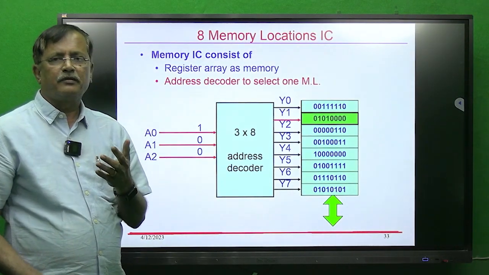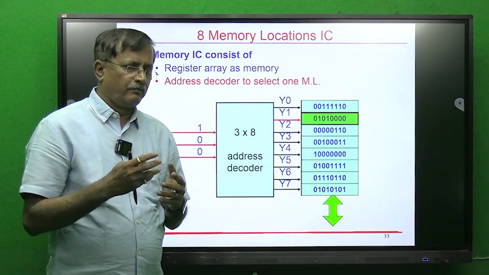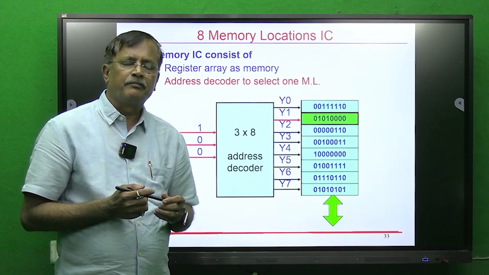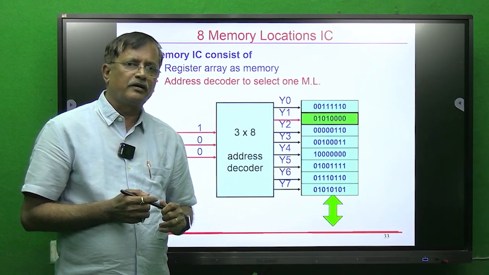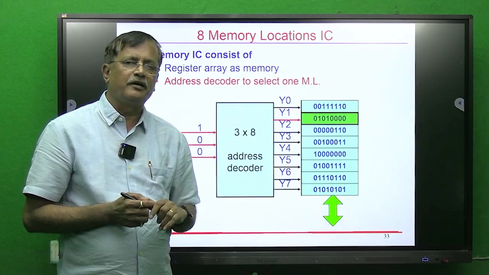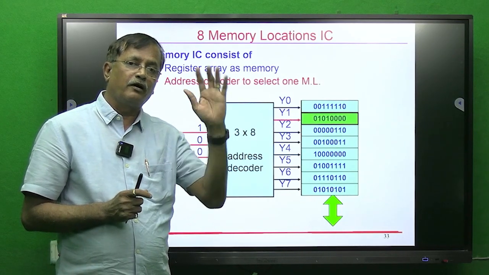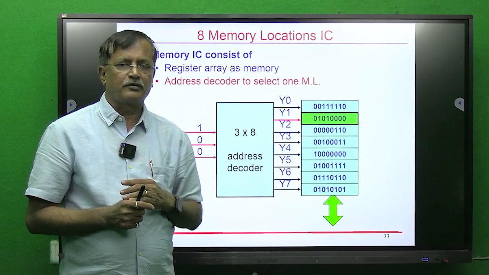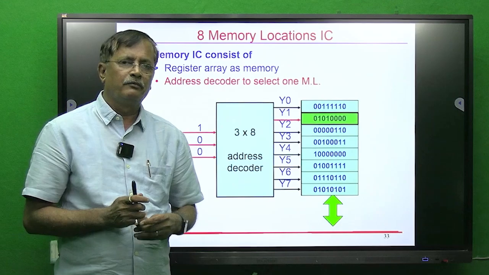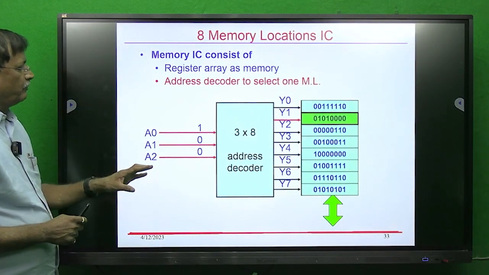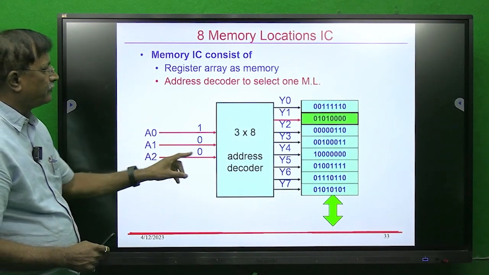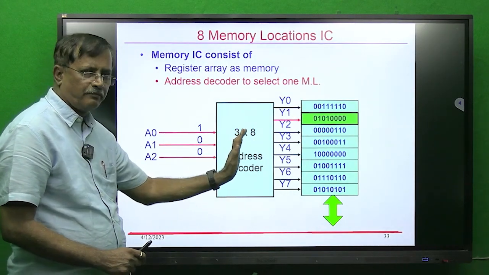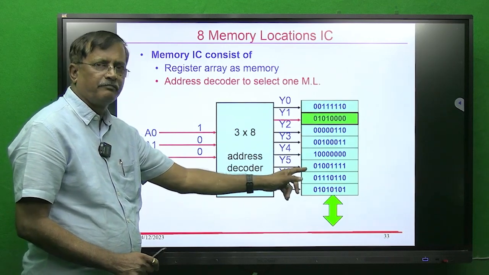The same thing happens in our memory. Memory may be 4 GB, or 8 GB or 16 GB, but only one location will be selected, and from that one location only 8-bit data will be transferred. Out of 4 giga locations, only one location is selected and 8-bit data is transferred to the processor, or from the processor it is transferred to memory. So the purpose of address is to select the memory location. Address is not stored anywhere. Address is decoded and it will select 1 out of 8.